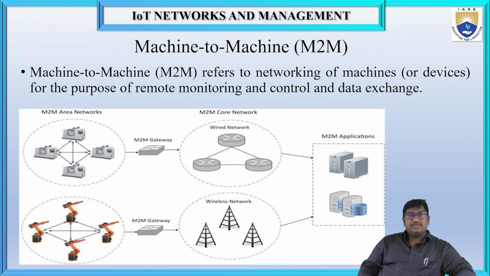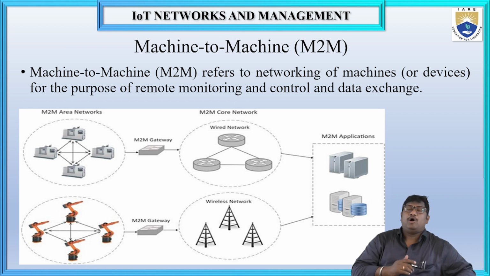Coming to IoT and M2M. IoT, Internet of Things, is where multiple things are connected with the internet, and M2M, machine to machine, refers to the networking of machines or devices for the purpose of remote monitoring, controlling and exchanging data for a specific cause. This can be shown in a small diagram.